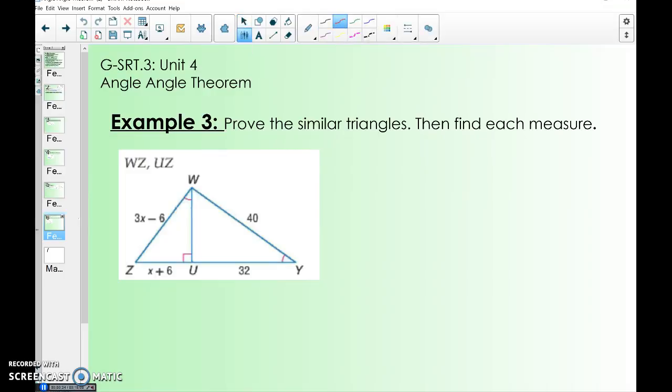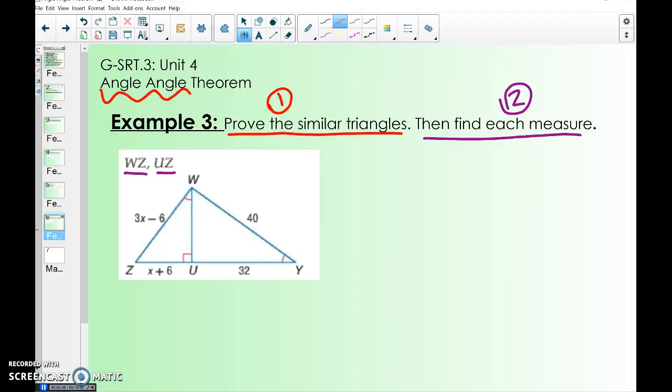So first of all, make sure you know what you're doing. Number one, you got to prove that the triangles are similar, okay? So that's the first thing we got to do. Number two, you got to find each measure, and they give you two specific measures to do. So let's make sure we get both of those things. So number one, prove the similar triangles. That means prove that they are similar.